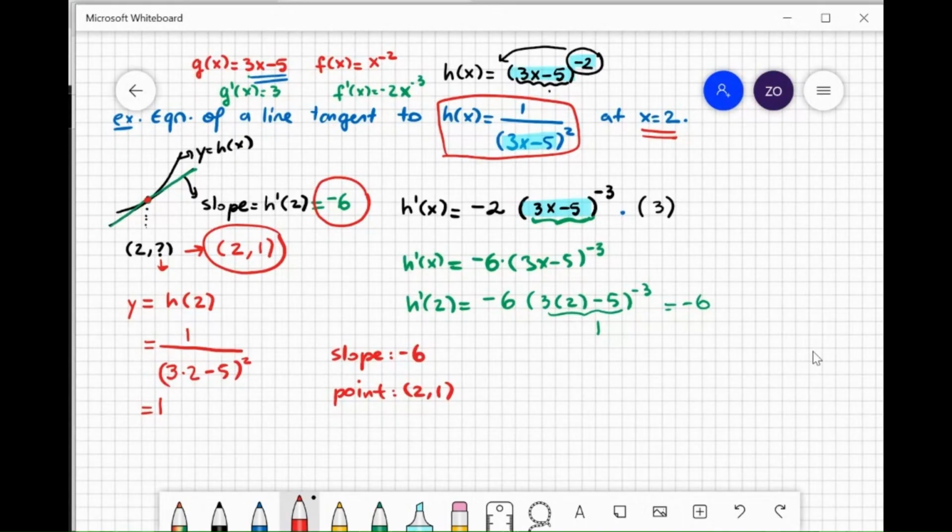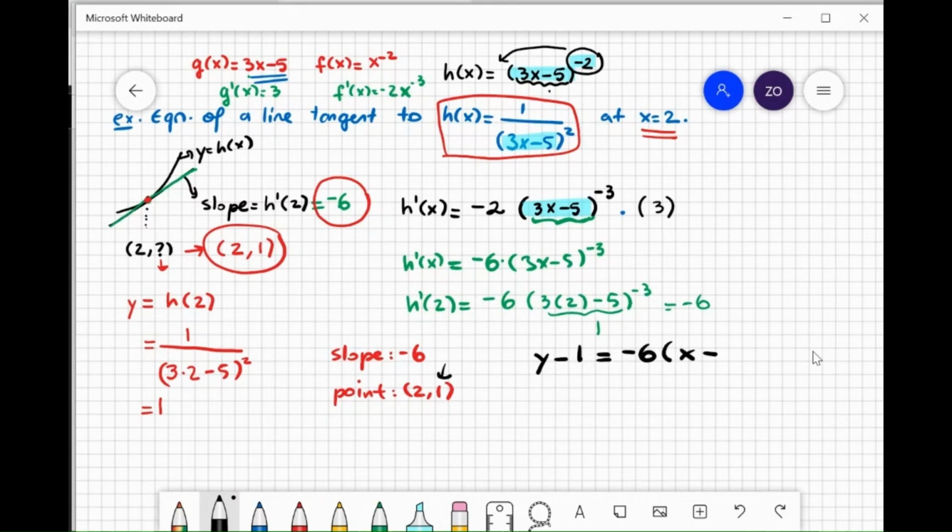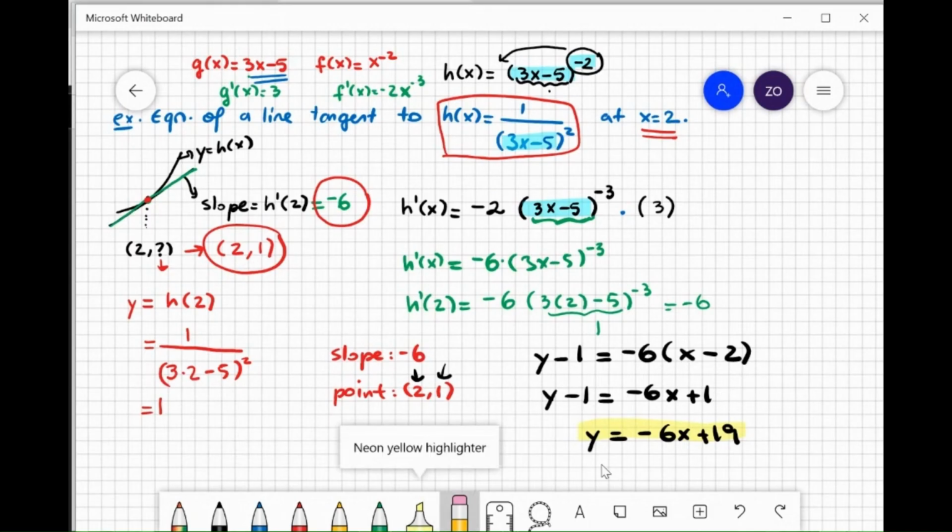You can use the y equals mx plus b formula, or I will go ahead and use y minus y0 equals m times x minus x0, where x0 is 2. So y minus 1 equals negative 6x plus 18, and y equals negative 6x plus 19. Let me correct this: it is supposed to be negative 6 times 2, which is 12, and add 1, so that will be 13 then, right?